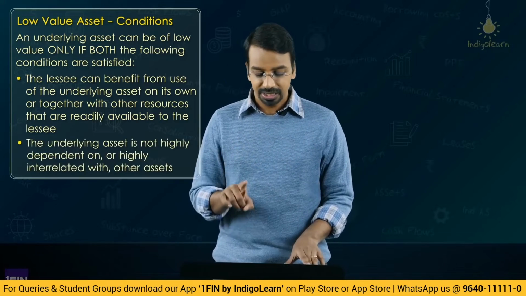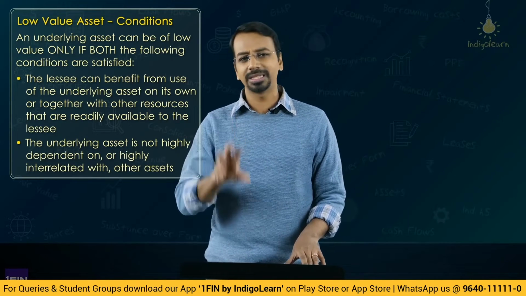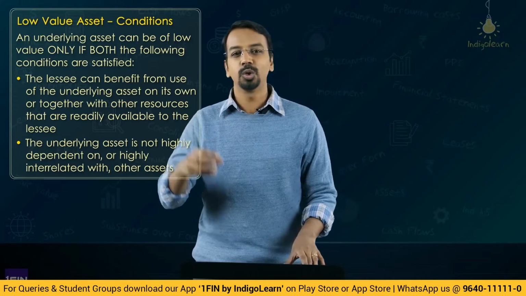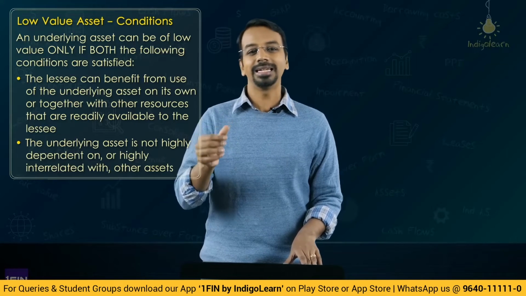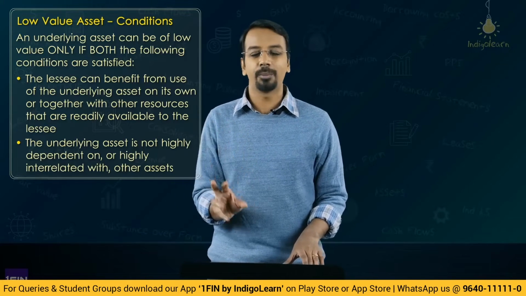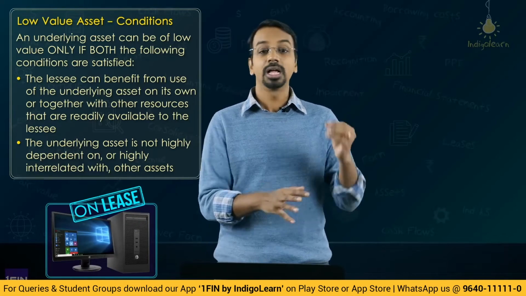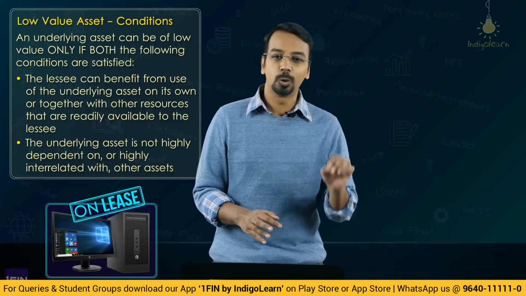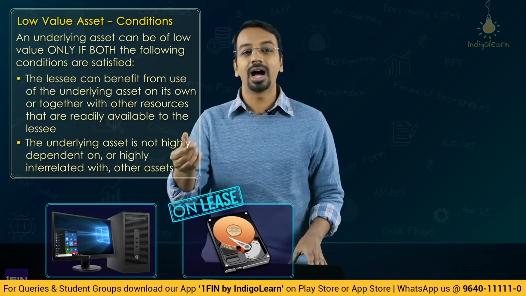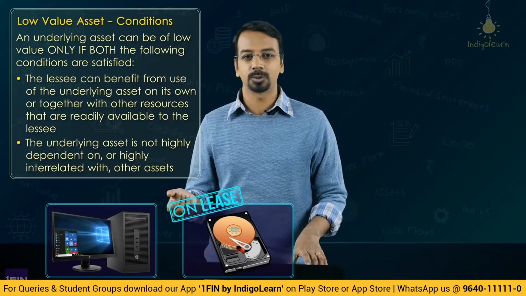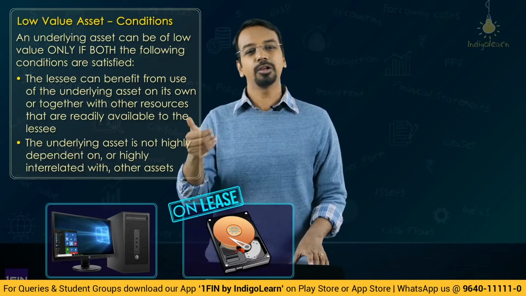And the second condition is the asset is not highly dependent on or highly interrelated with other assets. So, basically that asset which is of low value should be kind of an independent asset. It should work on its own or with limited interrelation with other assets. For example, if I take a computer on lease, that computer can function on its own. So, if the value is low, I can take the exemption under the low value asset. But say for example, instead of taking the entire computer on lease, I have just taken the hard disk on lease and the hard disk is worth, let us say 15,000. Now that hard disk, can I use that hard disk independently? I cannot use it independently.